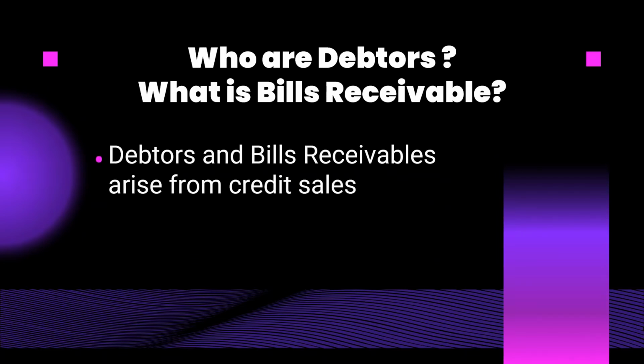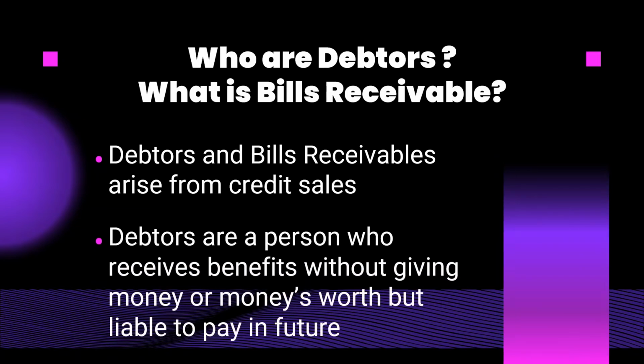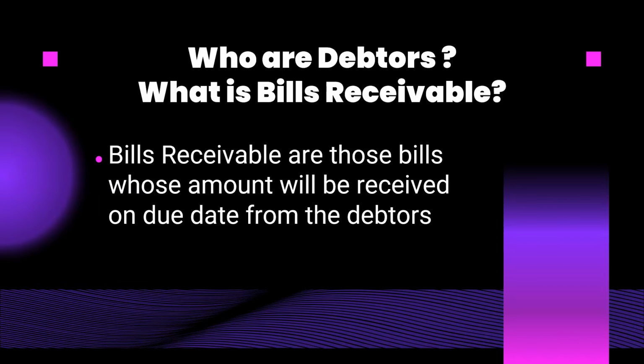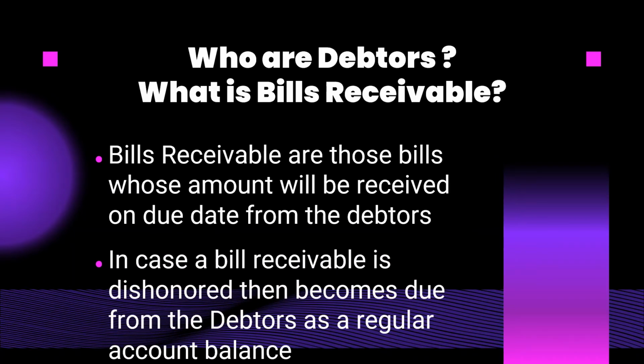Debtors and bills receivables arise from credit sales. So, debtors are the persons who receive benefits without giving money but they pay later. If we draw bills on these debtors, then that is called bills receivable. If the bills receivable is dishonored, then again they will become a debtor and this will be transferred to debtors account.